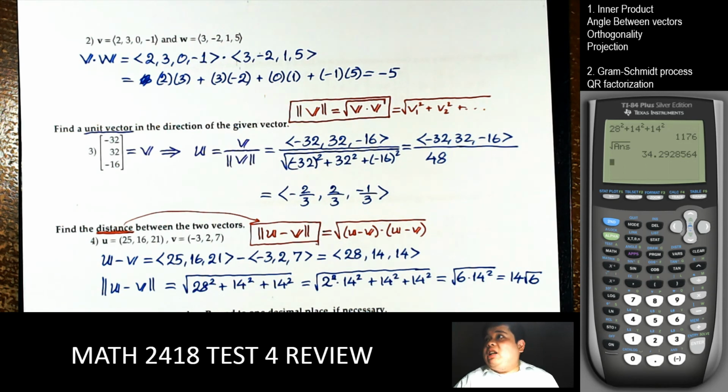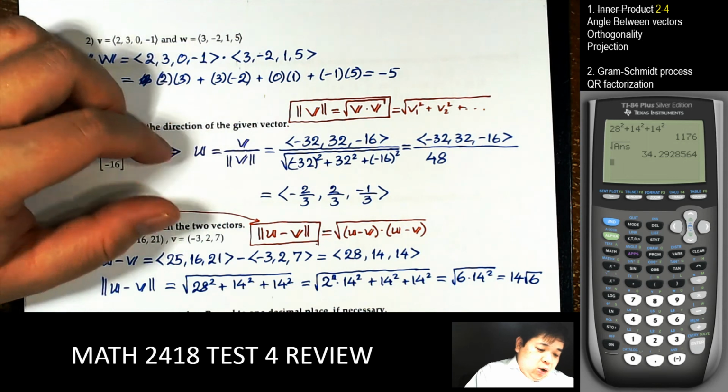Before we do anything, let's just update the list. For inner product, we have 2 to 4. Now the angle between two vectors.